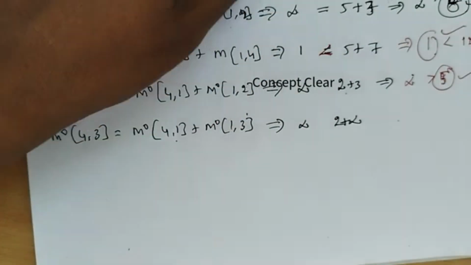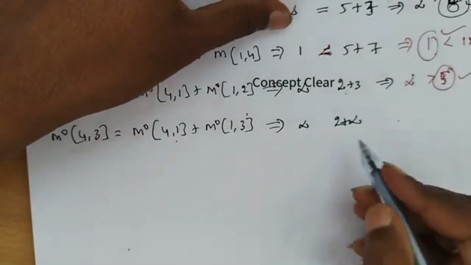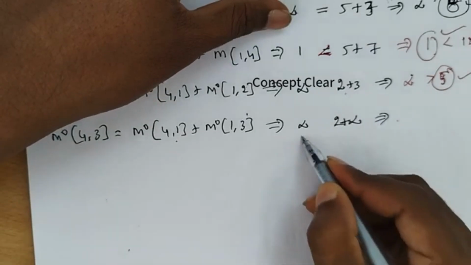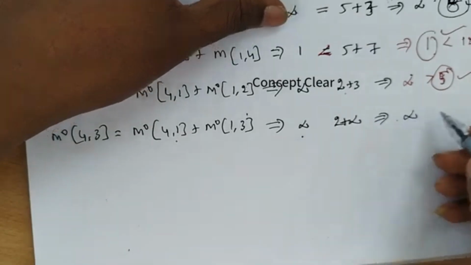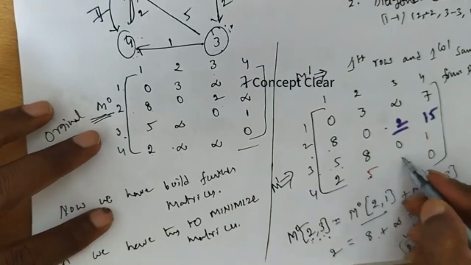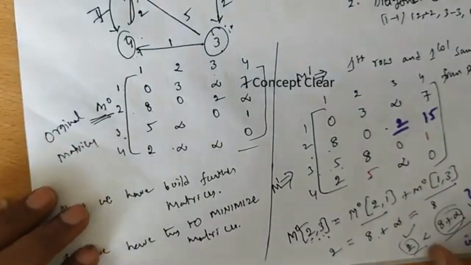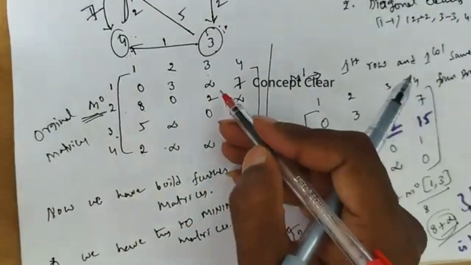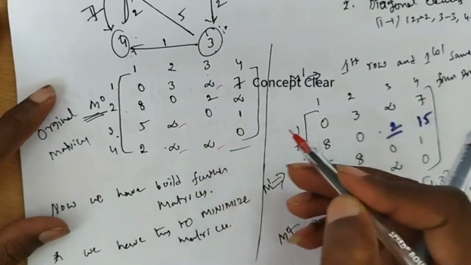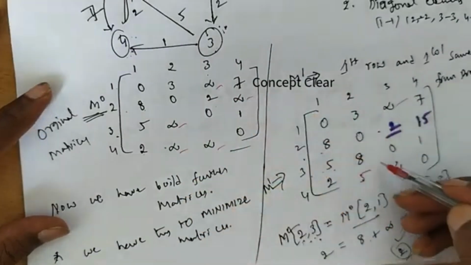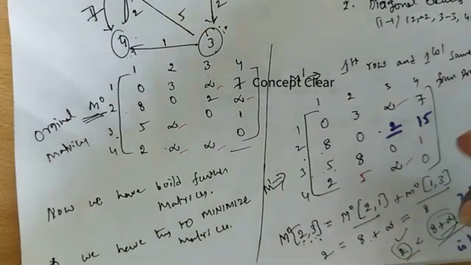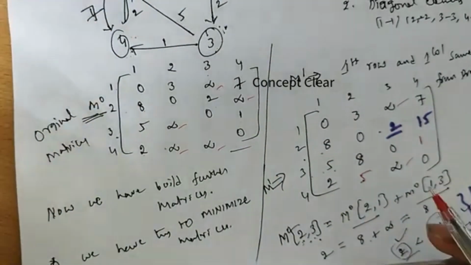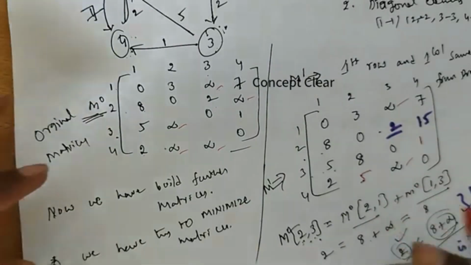So by comparing here, what is the value here? Left side also infinity, right side also infinity. We are taking the infinity, so it is infinity. Okay, now check here. How many infinities in the previous value? Previously the infinities are 1, 2, 3, 4, 5. Now 1, 2. Okay, the values are minimized or not? Yes, the values are minimized.